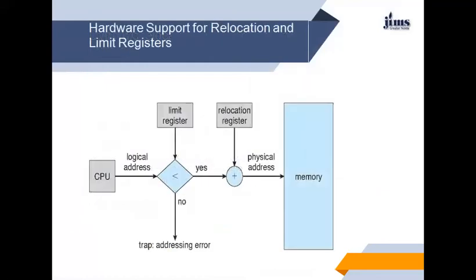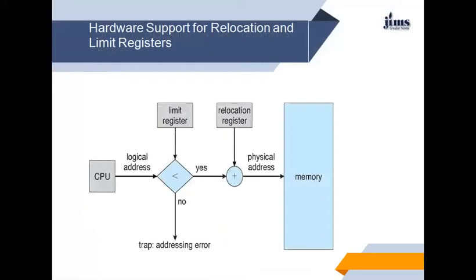Now here you will see hardware support for relocation and limit registers. In the earlier case, the logical address generated by the CPU was 346. Let's say the value of the limit register is 350. The logical address generated by the CPU is 346, and the value of the limit register is 350. So 346 is less than 350, yes, so it will go ahead. The value of the relocation register is 14,000 in this case, so 14,000 will be added to 346. It will provide the address of the memory.